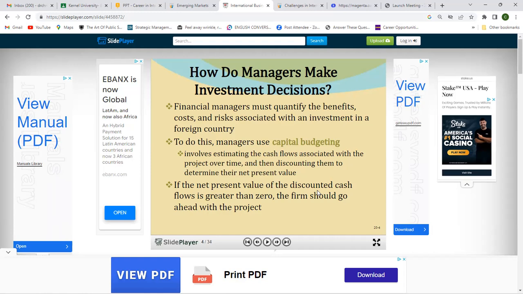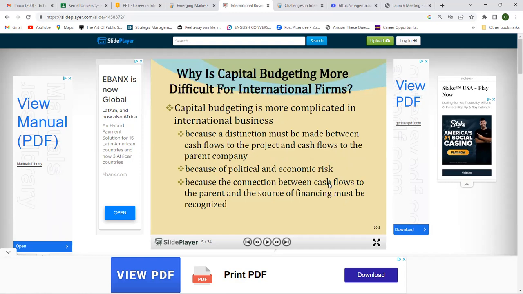If the net present value of a discounted cash flow is greater than zero, the firm should go ahead with the project. Why is capital budgeting more difficult for international firms? Capital budgeting is complicated in international business because a distinction must be made between the cash flows in a project and cash flows in a parent company. Because of political and economic risk, the connection between cash flows to the parent and the source of financing must be recognized.